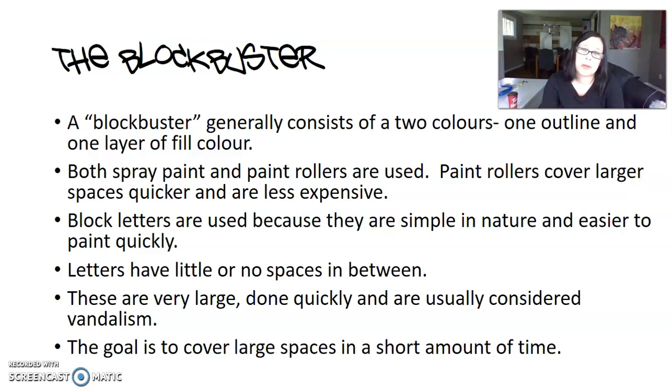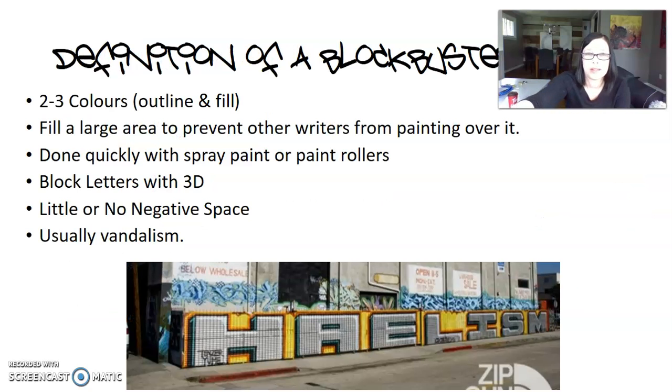You can use both spray paint and paint rollers. But again, we talked about how paint rollers cover a larger area quicker. It's less expensive. They're used because they're simple in nature and easy to paint really quickly. So again, you want to cover as much space as quickly as possible. Letters have little or no spaces. If they do have spaces, they're covered up by the 3D. They're very large and done quickly, so again, they're usually considered vandalism. The goal is to cover a large space in a short amount of time.